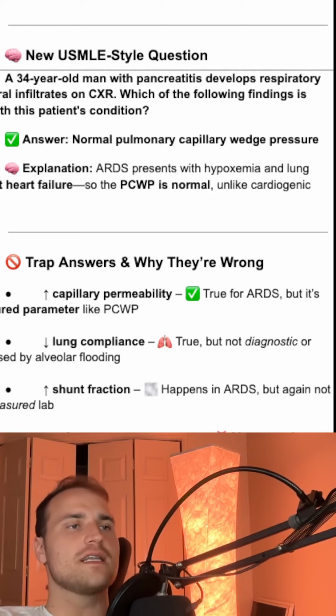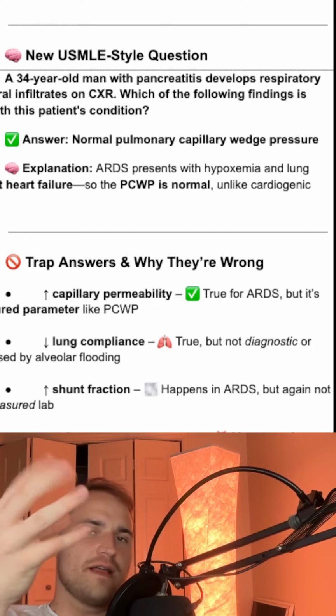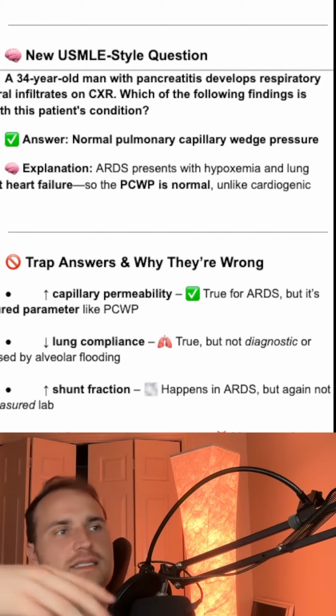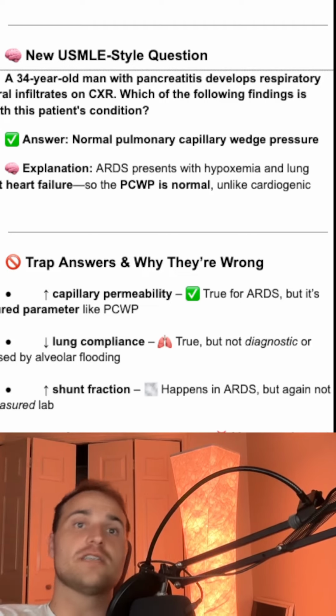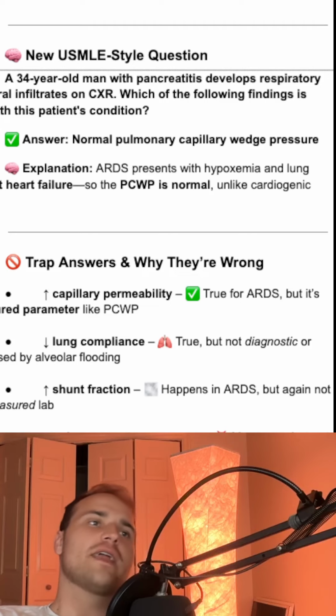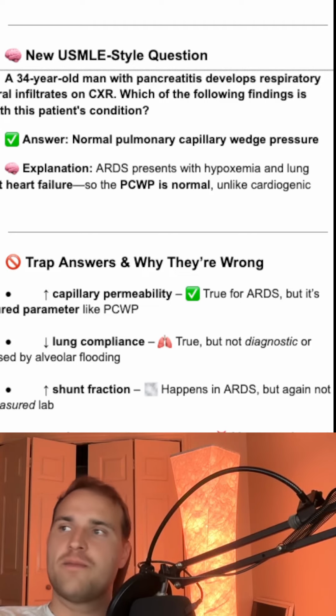Work of breathing is going to be increased in ARDS, right? Because you have the fluid-filled alveoli. So it's going to be really hard. You have to do more work, right? So the compliance is going to change. The work of breathing is going to change. The shunting is going to change. The capillary permeability is going to change. But what's not going to change? The pulmonary capillary wedge pressure. Why? Because it's non-cardiogenic. It's caused by pancreatitis.